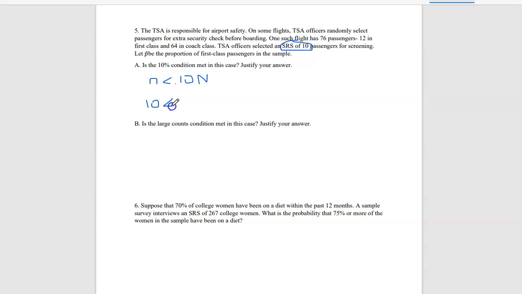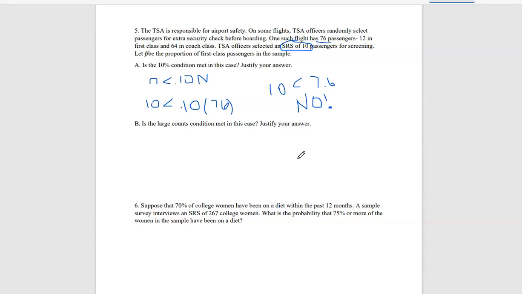And now my population is everybody that could have been selected in the sample. So it looks like my population is 76. All right, so 10% of 76 is actually going to be 7.6. So is the 10% condition met in this scenario? No, it is not. So we cannot proceed. We cannot use the standard deviation formula, so we cannot use this to calculate any probabilities.